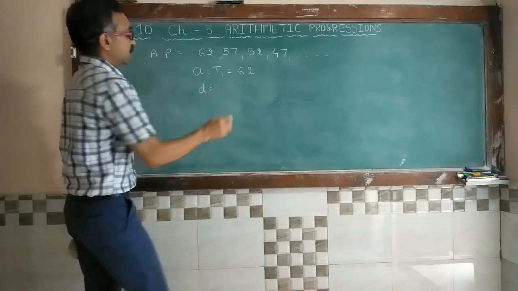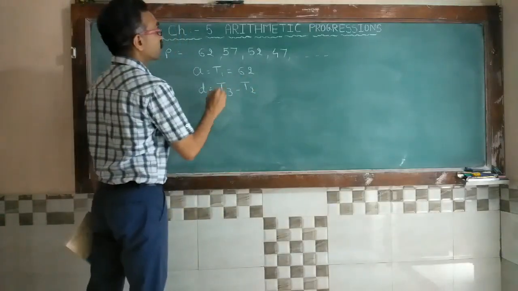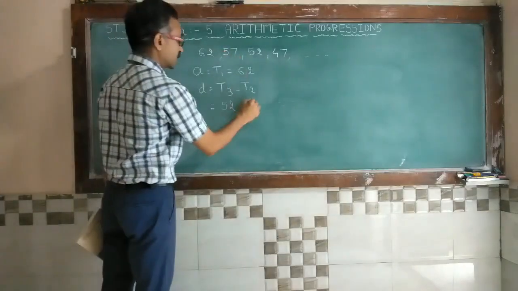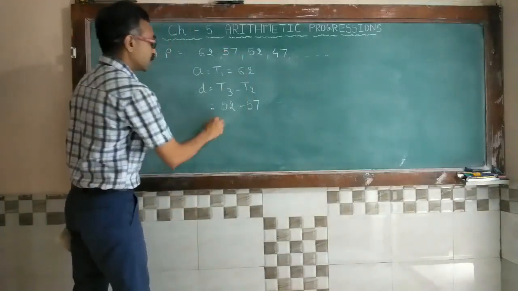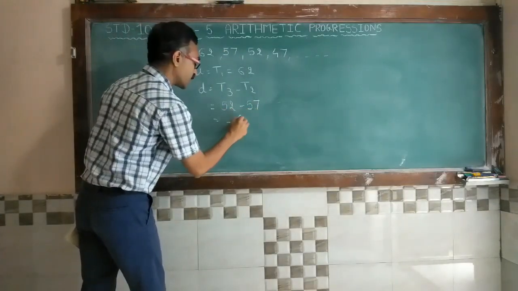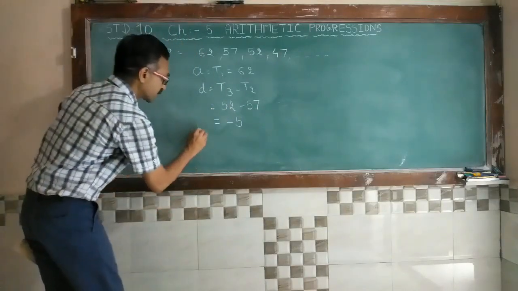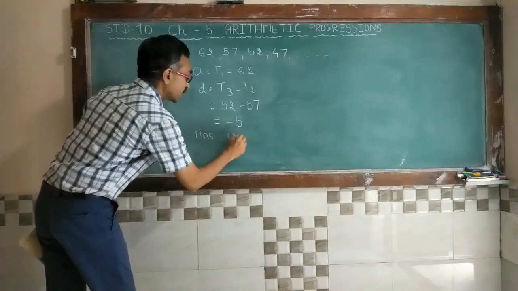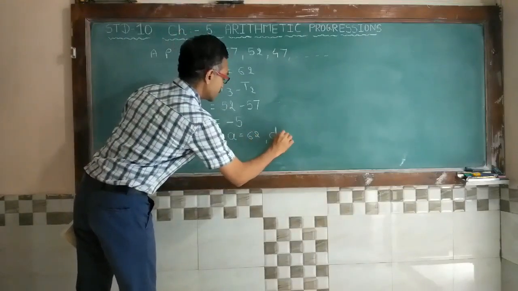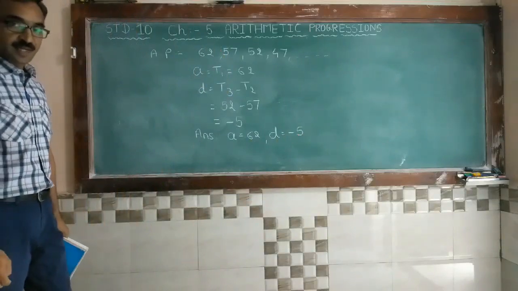Suppose I am taking here T3 minus T2. T3 is 52 minus T2, that is 57. So 52 minus 57, here 57 is greater than 52. So answer is always negative. So D is equal to minus 5. So answer: A is equal to 62 and D is equal to minus 5. That is your answer. Is it clear?